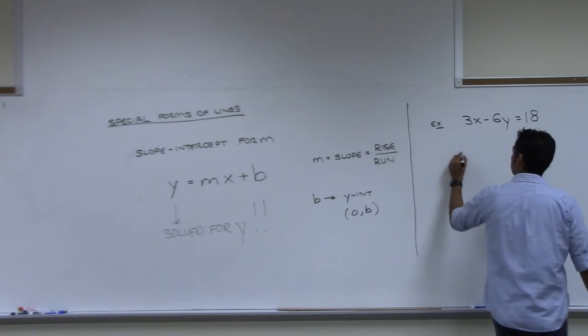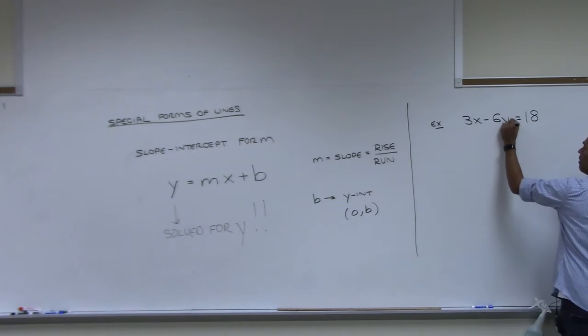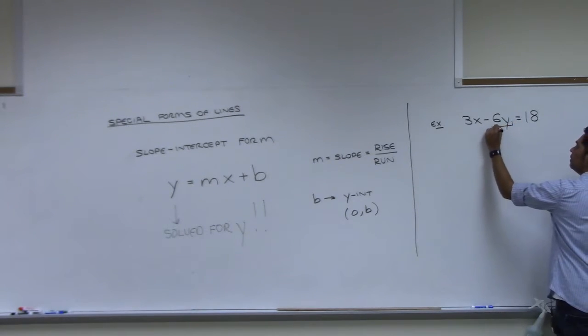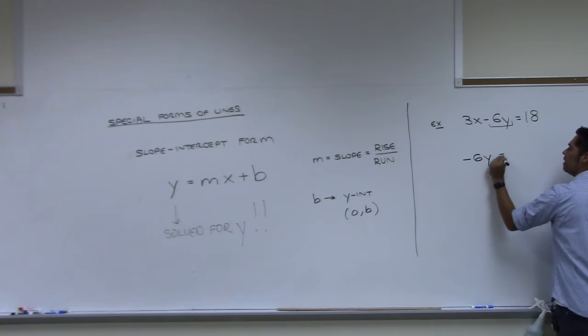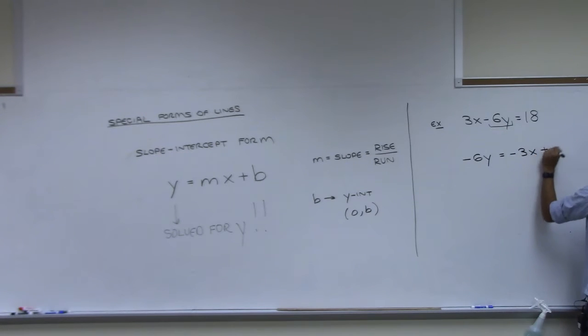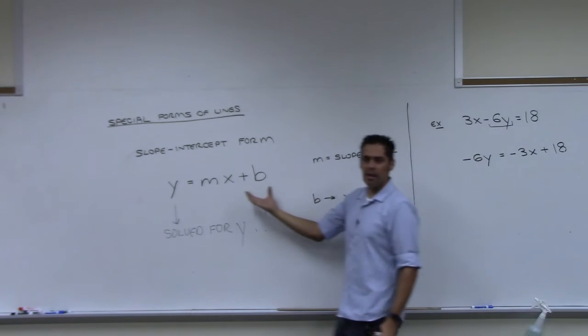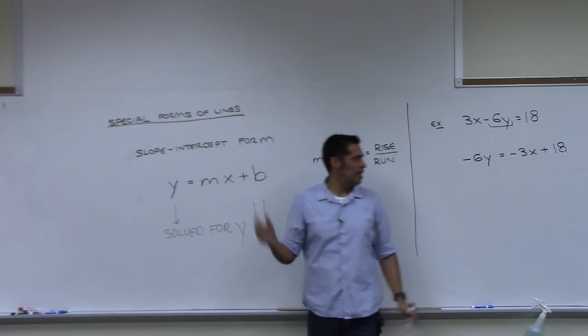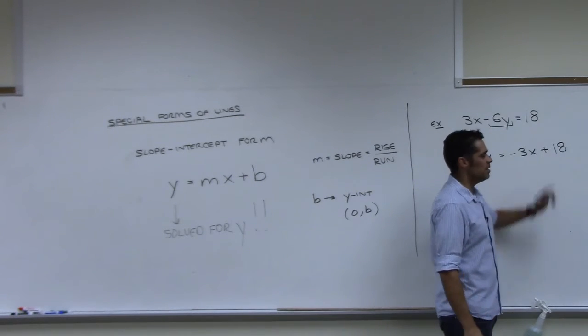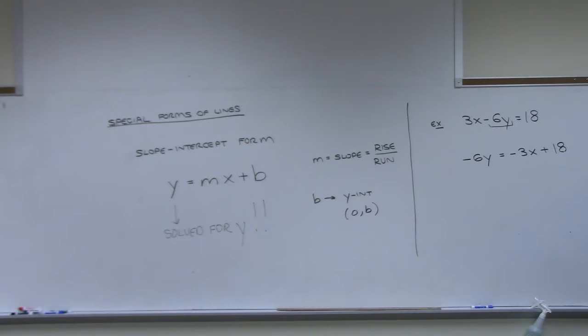So let's do it. How would I solve for y? How would I get y by itself here? First, take 3x to the other side. So negative 6y equals negative 3x plus 18. Notice that when I wrote this, I did not write 18 minus 3x. I put negative 3x plus 18 because I'm going to try to make it look like this, with the x term first, then your number. That's the only reason I put the negative in front of the 18. I have one more thing I need to do. What is that?